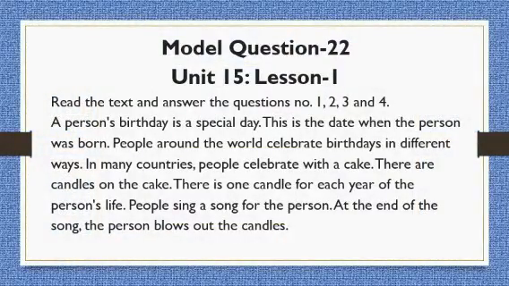Today I will discuss from your seen passage, Unit 15, Lesson 1 of the English Part book, Model Question 22. All candidates know it very well. There will be two types of passages, seen passage and unseen passage. From the seen passage, you have to answer question number 1, 2, 3 and 4.